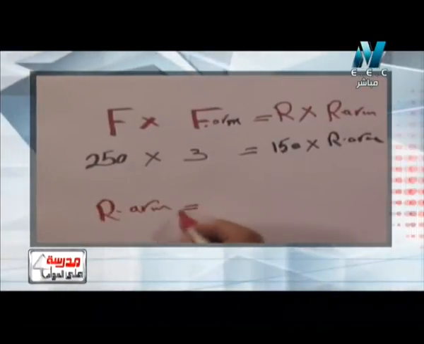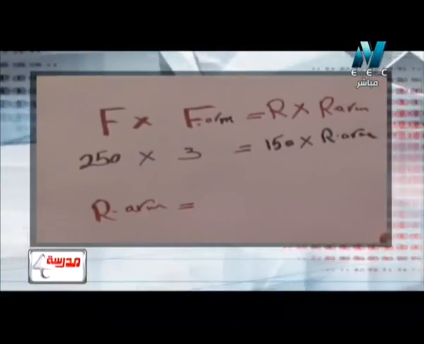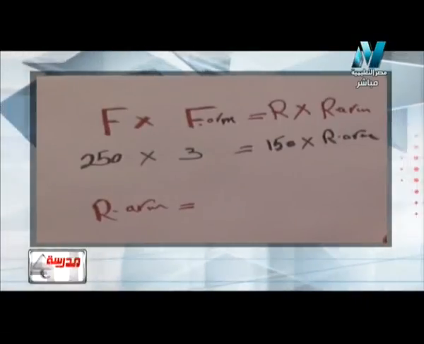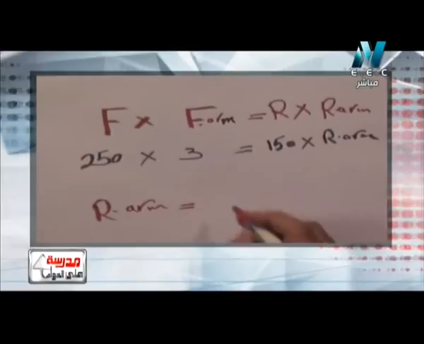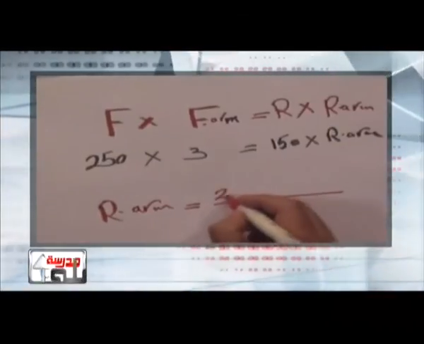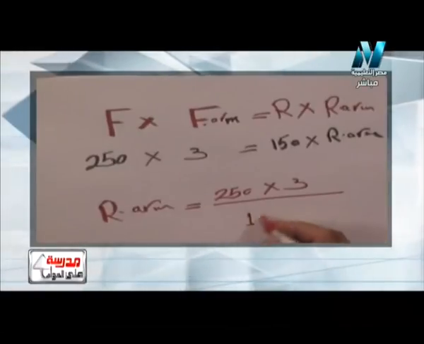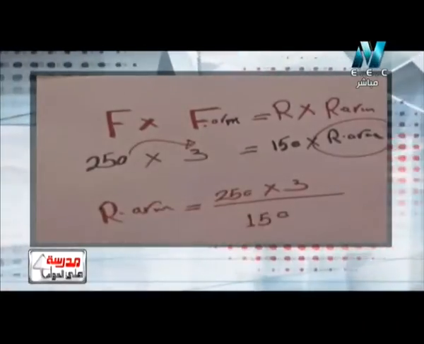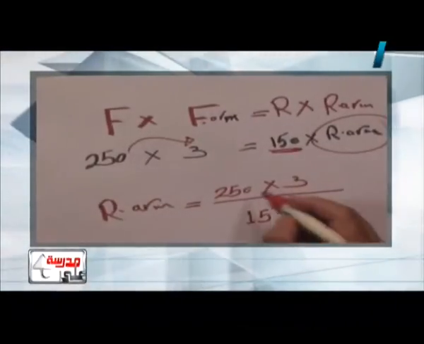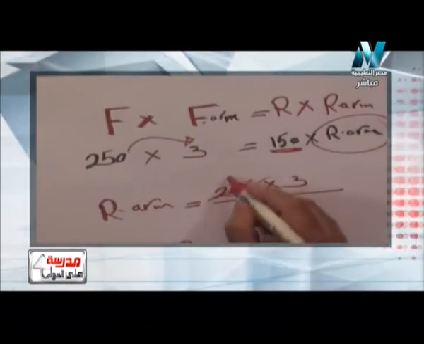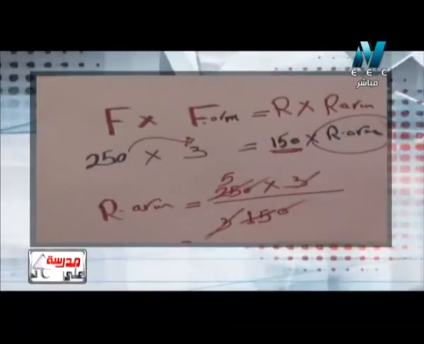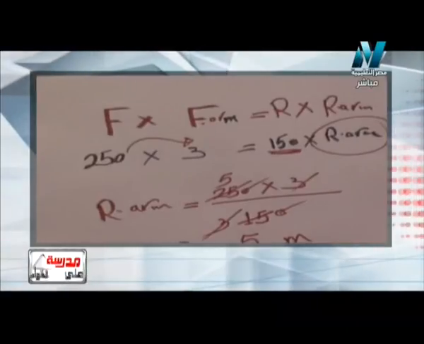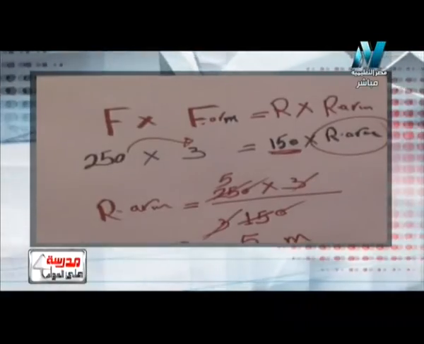So here I can write that the resistance arm equals what? The resistance arm will be calculated by the cross multiplication, which we have studied in mathematics. Here I have a fraction like this: 250 by 3 divided by 150. If I want the resistance arm, I will multiply effort force by effort force arm and divide by the resistance. So here we can omit 0 with 0, 5 divided by 5 equals 1, 150 divided by 50 equals 3, and 3 is cancelled with the other 3, so the answer is 5 meters.